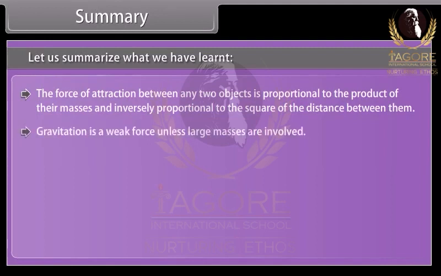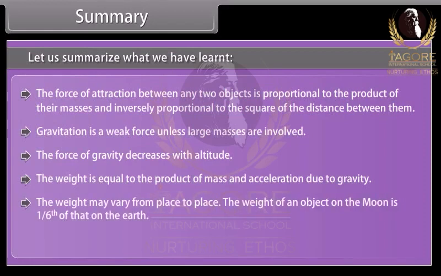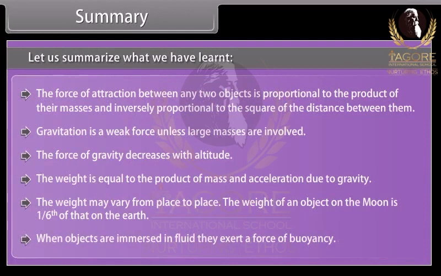Gravitation is a weak force unless large masses are involved. The force of gravity decreases with altitude. The weight is equal to the product of mass and acceleration due to gravity. The weight may vary from place to place. The weight of an object on the moon is 1/6 of that on the earth. When objects are immersed in a fluid, they experience a force of buoyancy.